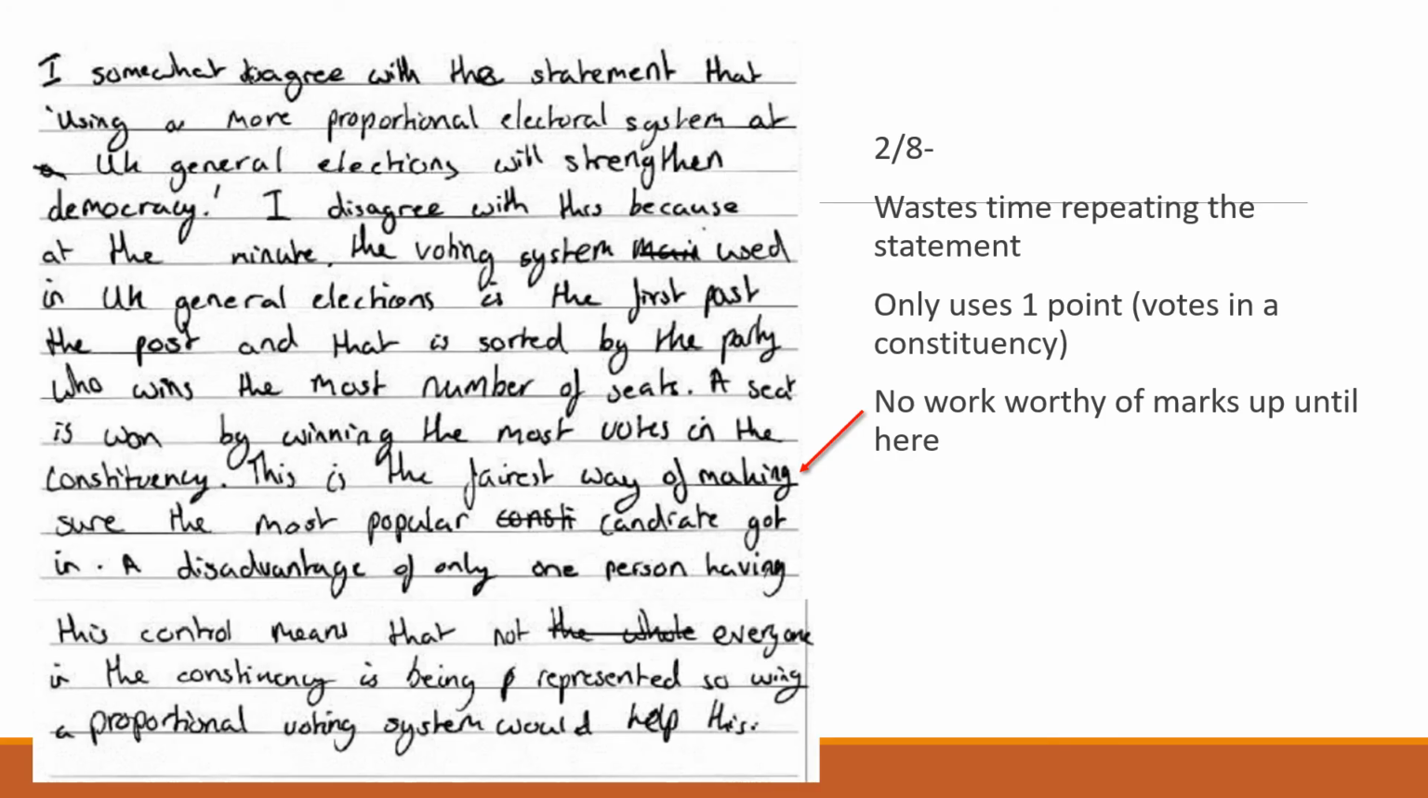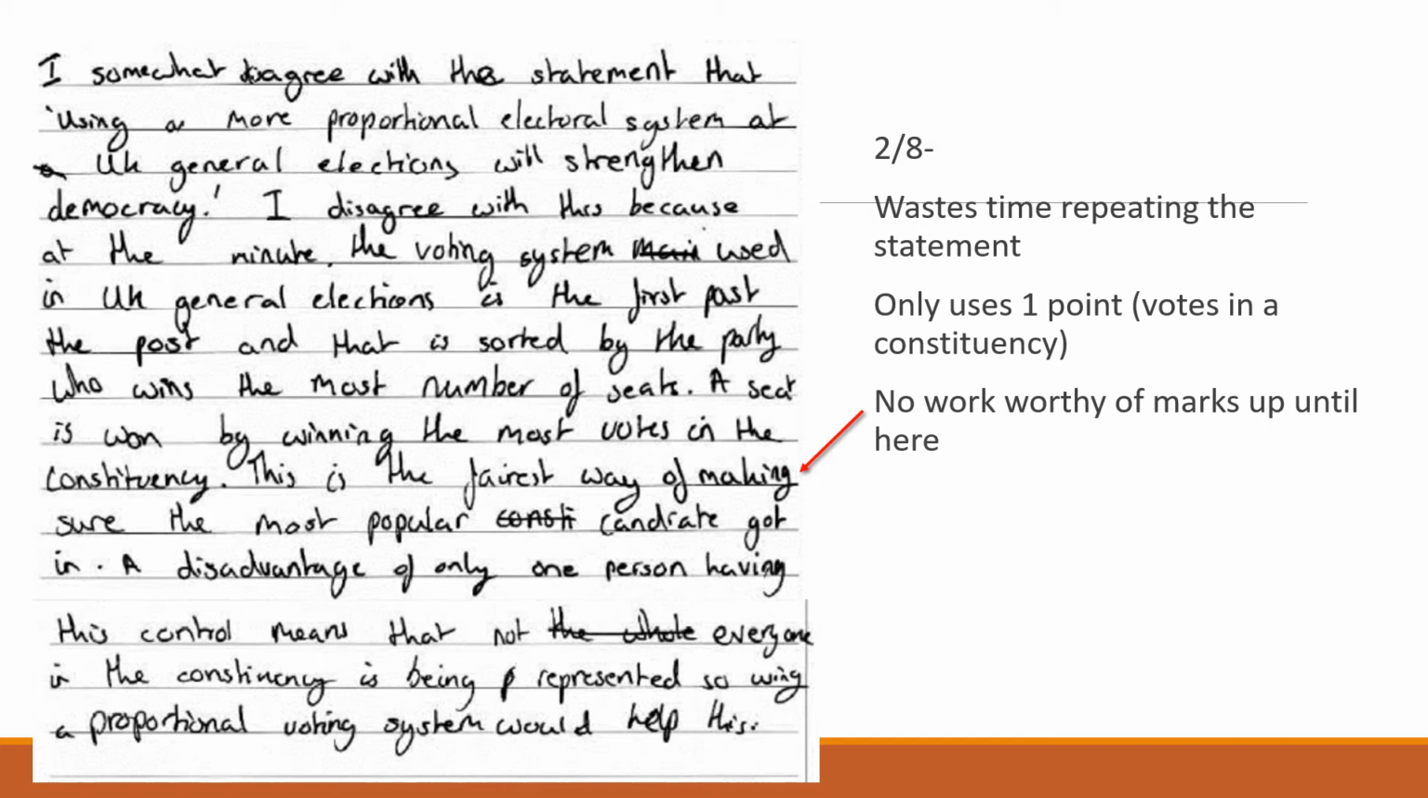So if we have a look, this answer will show you how, yes, you can use lots of big words, but actually you might be wasting your time. This person has said, I somewhat disagree with the statement that using a more proportional electoral system at the UK general elections will strengthen democracy. I disagree with this because at the minute the voting system used in UK general elections is first past the post, and that is sorted by the party who wins the most number of seats. A seat is won by winning the most votes in the constituency. This is the fairest way of making sure most popular candidate got in. A disadvantage of only one person having this control means that not everyone in the constituency is being represented, so a proportional voting system would help this.